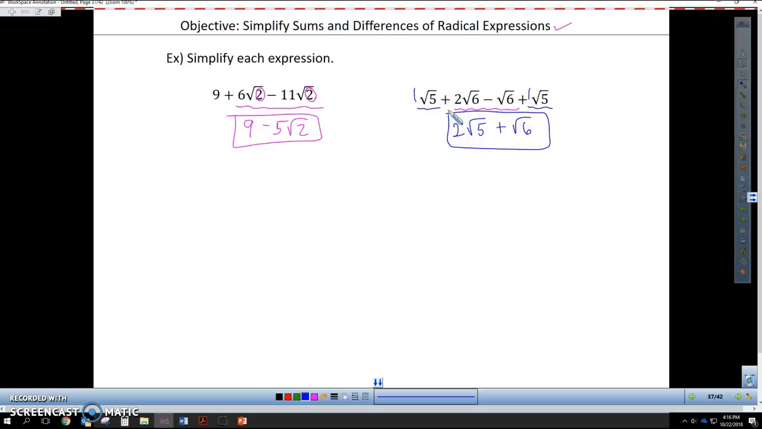Okay. Now, a question that pops up a lot is, can I combine these? Am I able to combine these, root 5 and root 6? And the answer is no, because again, they're not the same radicand.